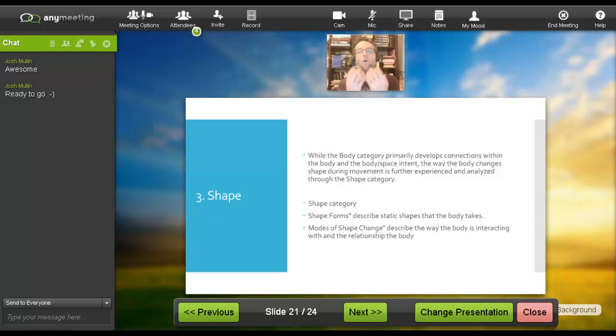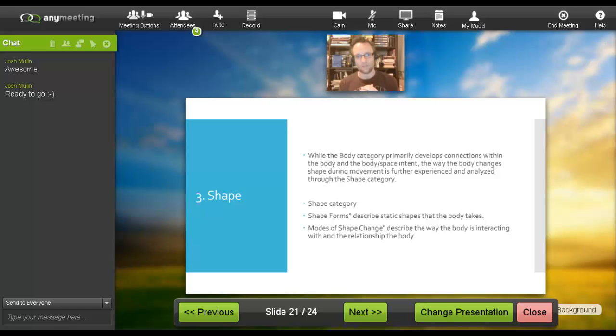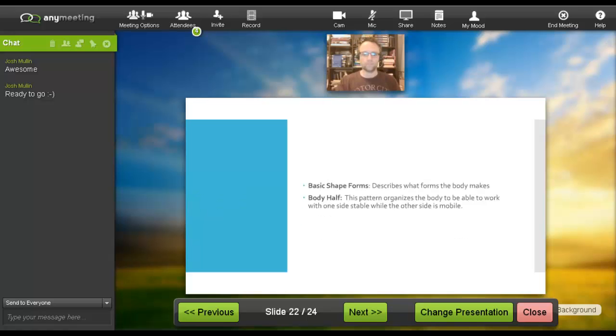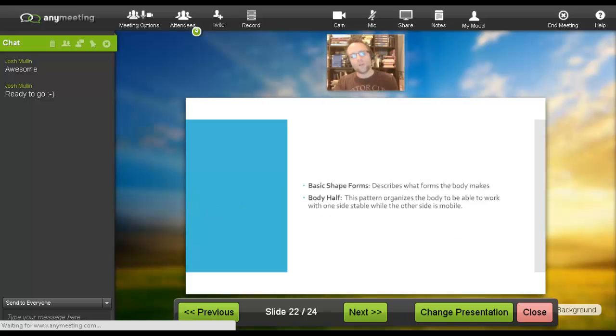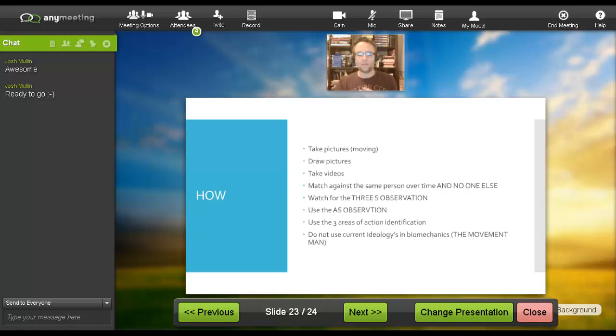If I'm in a deadlift, what's the shape of a deadlift that I want? How close is the person to that own shape of a deadlift? I'm finding the shape. I'm finding a pattern. Not a gold standard pattern, the individual's pattern. We can look at basic shape forms. We can look at topping the upper body and the lower body. So identifying how the sequence, the simultaneous and the successive actions are occurring from there.